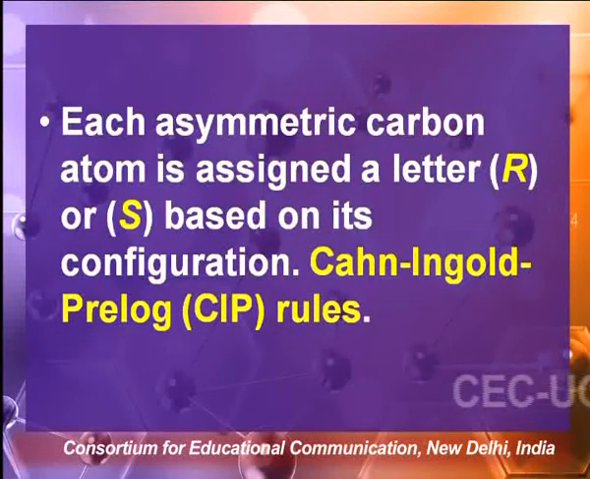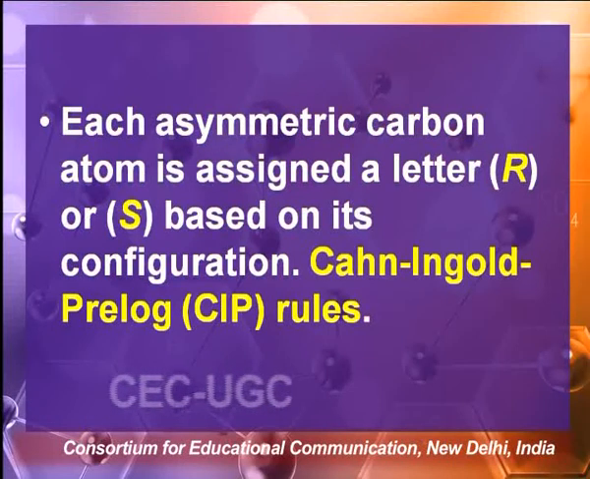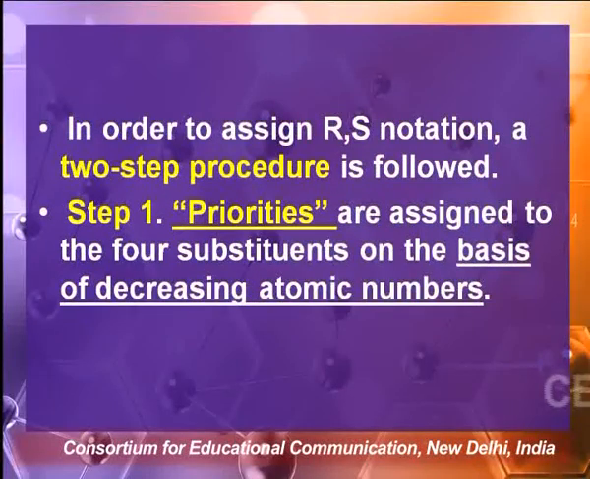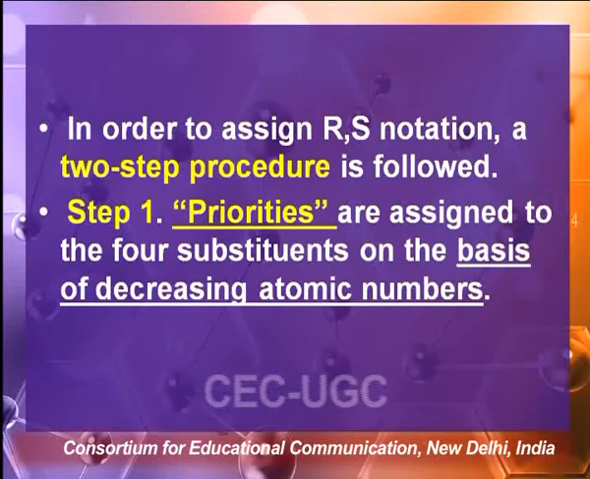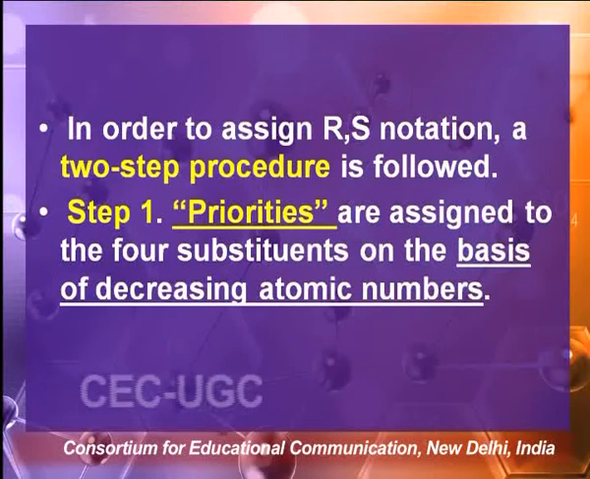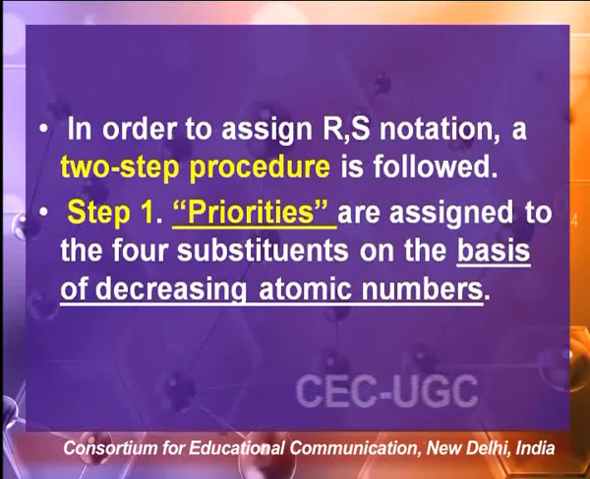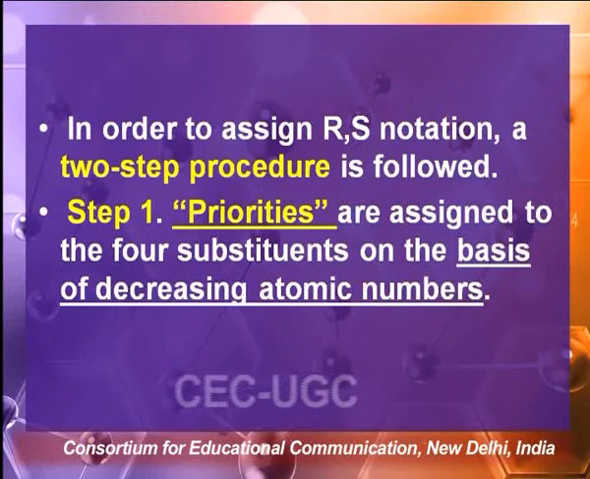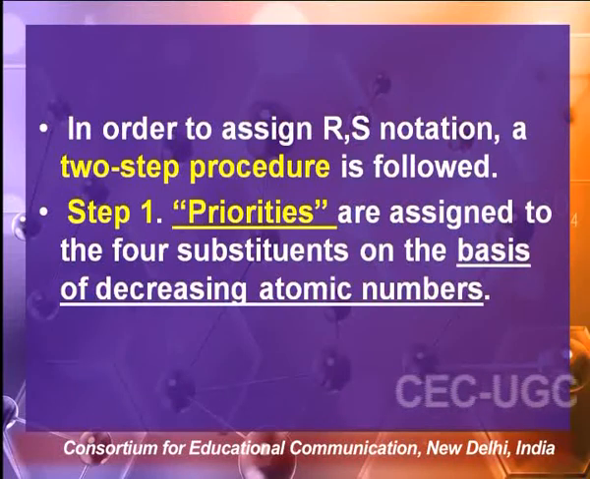And in this method, each asymmetric carbon atom is assigned a letter R or S based on its configuration. We will now discuss the Cahn-Ingold-Prelog rules, and according to them, when we are assigning RS notations to a molecule, two steps are involved. In the first step, priorities are assigned to the four substituents on the basis of decreasing atomic numbers, and this I have discussed in great detail in my previous lecture.